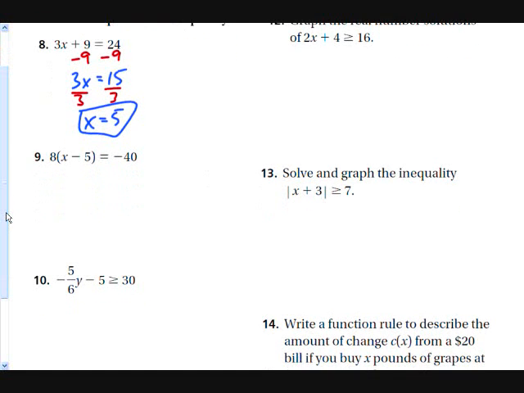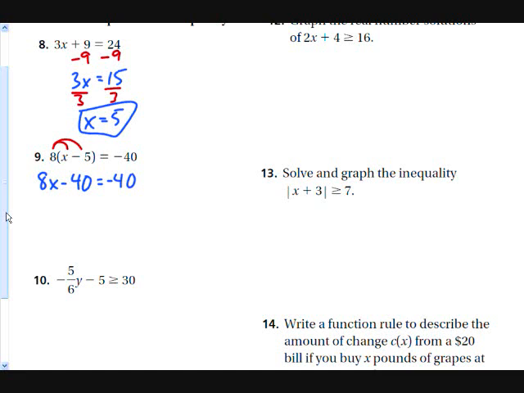For number 9, there's two ways we can approach this. I'm going to follow the rule of thumb that says to simplify and then solve. So simplify by distributing, by combining like terms, all of that kind of stuff, and then solve. So for this one, I can distribute the 8. So that's going to give me 8x minus 40 equals negative 40.